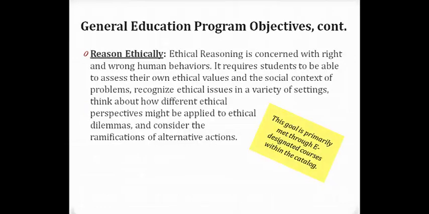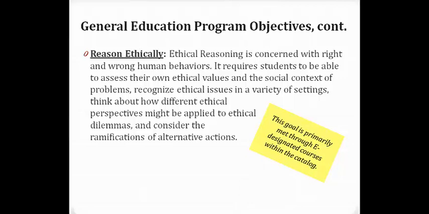Reason ethically. Ethical reasoning is concerned with right and wrong human behaviors. It requires students to be able to assess their own ethical values and the social context of problems, recognize ethical issues in a variety of settings, think about how different ethical perspectives might be applied to ethical dilemmas, and consider the ramifications of alternative actions.